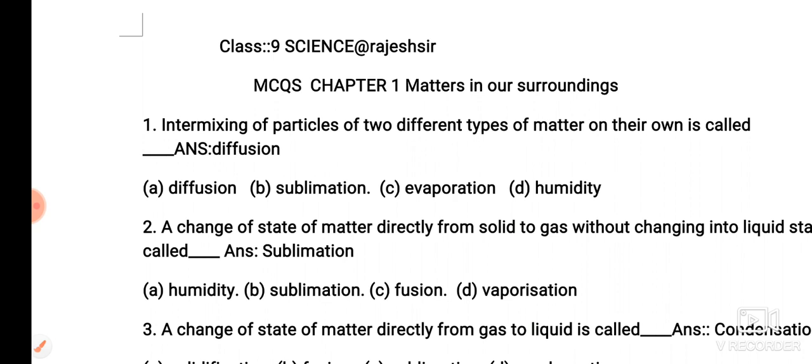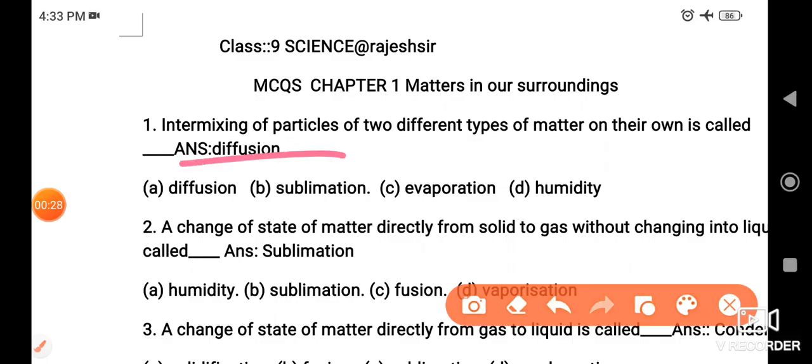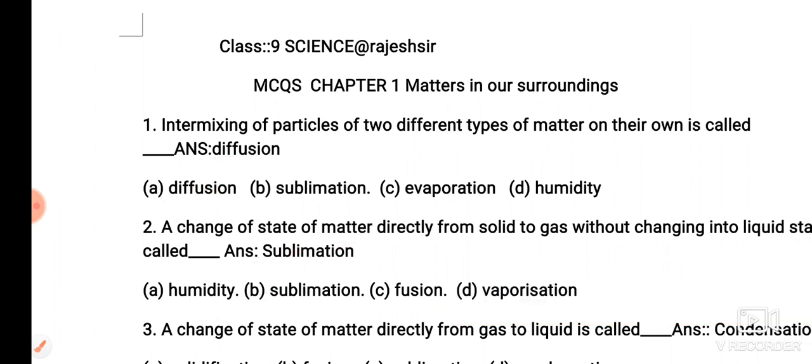So the first question is, the intermixing of particles of two different types of matter on their own is known as, the answer will be diffusion. Okay, so the correct option is diffusion. Next, a change of state of matter directly from solid to gas without changing into liquid is called sublimation. So the answer will be sublimation, option number B. Okay, so let us see the next question.